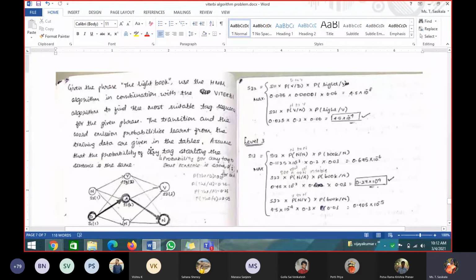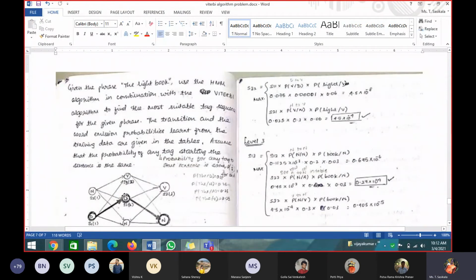For each level, I want it like this: S32 is equal to S11 into verb given determiner into like given verb. Then write the values. Then multiply it. Then the final answer. Every step. Don't give only the first 2 steps and don't write the answer alone for the last step. Marks are for every step. How this 0.001 comes, what is the word transition probability for S32? What is the tag transition probability for S32? Like that, I want it clearly for all the levels, from the first level to the last level. Your table carries marks, your diagram carries marks, each level carries marks, the final conclusion carries marks, and how you represent your diagram carries marks.